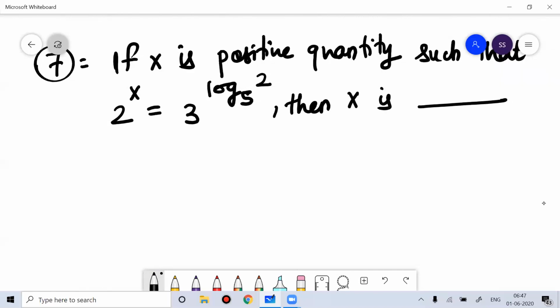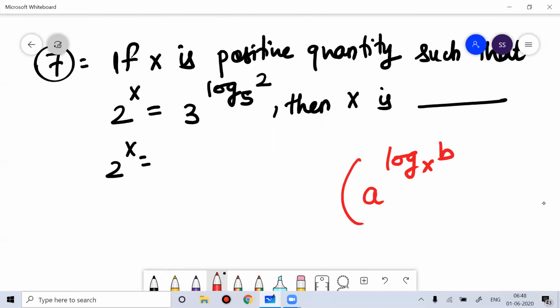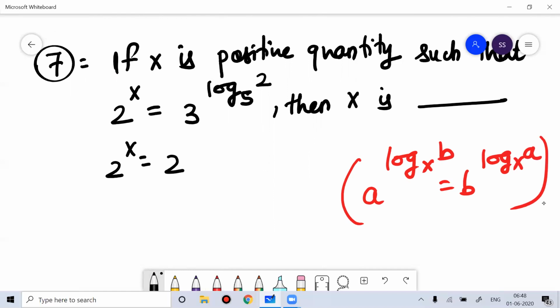Again, this question is based on the concept on property of logarithm. So I believe you know that a log base x b is equal to b log base x a. So I believe you know this. So 2 to the power x, so just you can write 2 log base 5. So it means the base is same, power you can equate. So x is equal to log base 5.